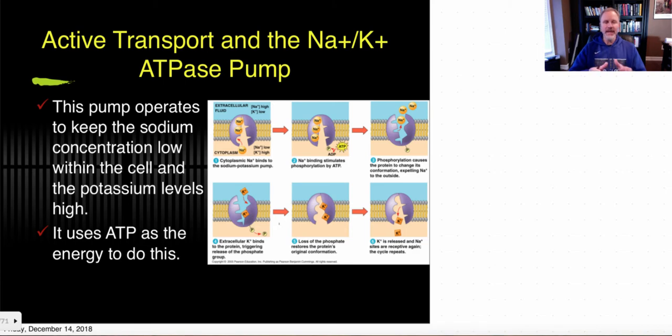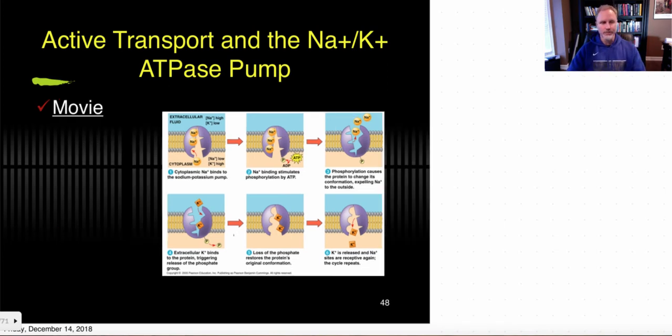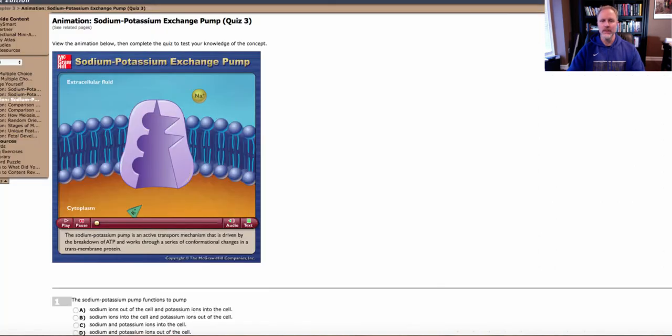But the key here with active transport is that you're going to hydrolyze ATP in order to achieve the goal. So you're going to pump things against their concentration gradient, in other words, from low to high, and you need the ATP energy in order to do that. Okay, with this particular movie right here, we'll take a look, and this explains a little bit about how this pump works.